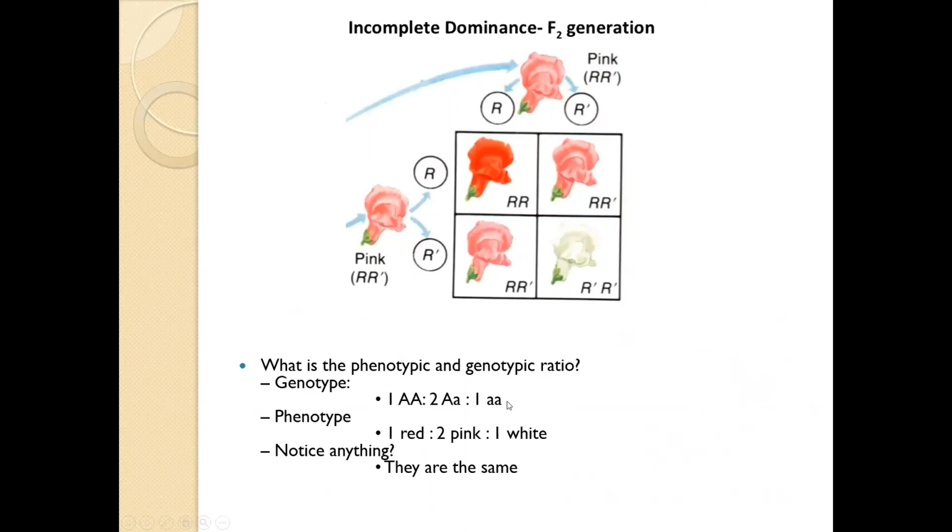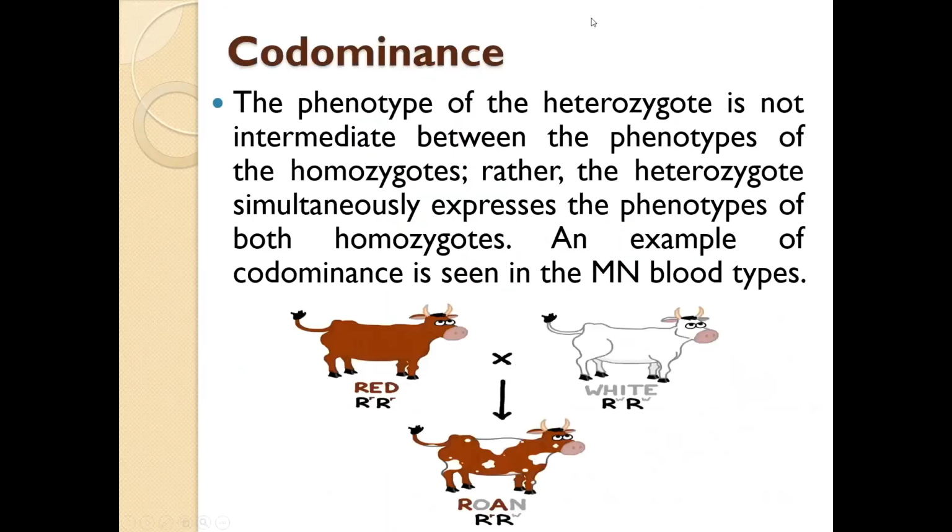Genotype is 1:2:1, and phenotype is also 1:2:1. So notice anything? Both the genotype and phenotype ratios are the same. That is the beauty of incomplete dominance. Now we will look into the factor of codominance.